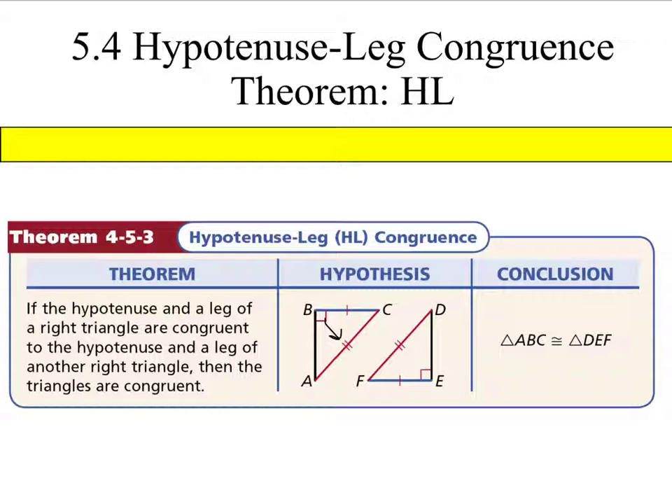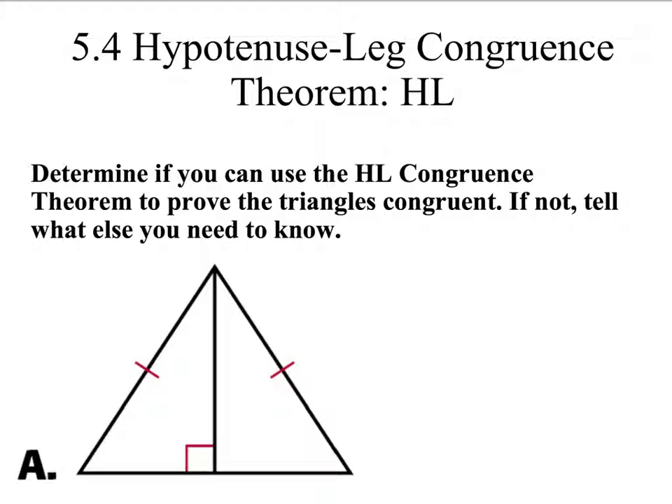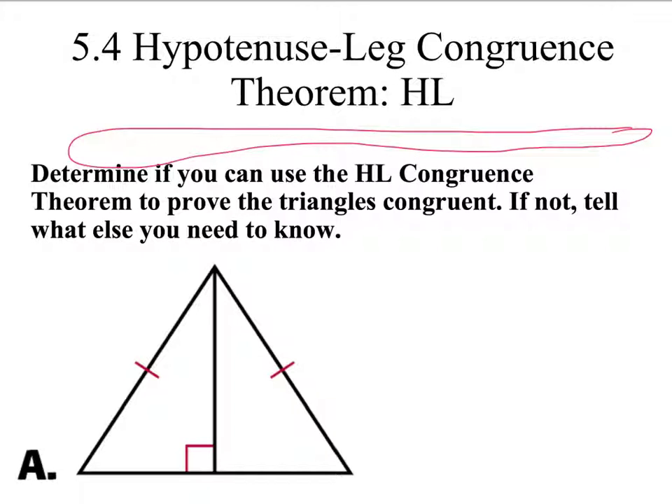Awesome. So now that we know what the hypotenuse-leg congruence theorem is, let's move on to a couple examples. Woohoo! I hope you're excited. First one, notice you have no yellow bar up here, so you lucked out on this one. All I want you to do is follow what I'm doing, and you're going to do a similar problem on the next one. It says determine if you can use the hypotenuse-leg congruence theorem to prove the triangles are congruent. If not, tell what else you need to know.